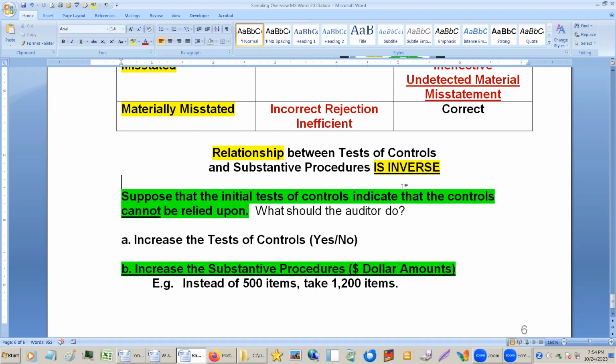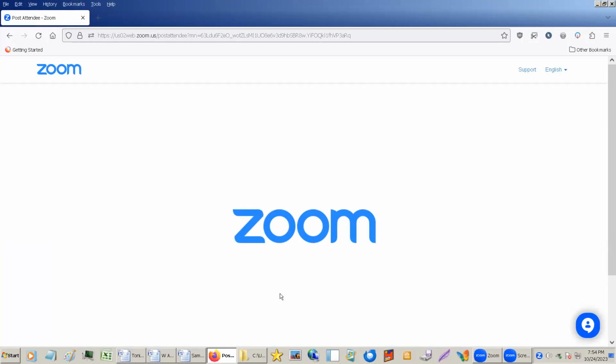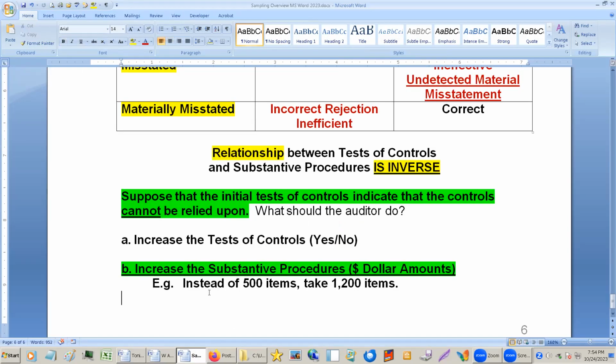Question on that? And with that, we can turn this one in. That's Zoom. You guys probably already knew that. Okay. So that'll be it for today. So we can turn that one in.